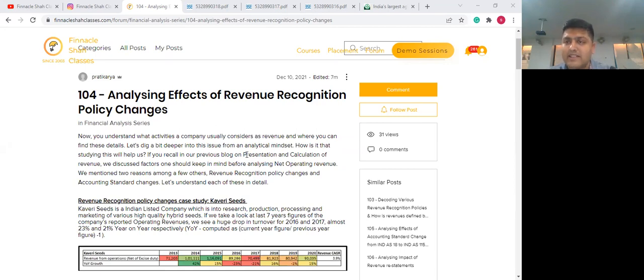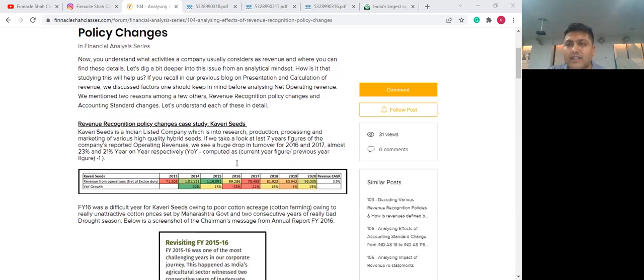To help you understand why this is such an important concept and why it should be looked at, we have taken a case study of Kaveri Seeds. Kaveri Seeds is in the business of selling cotton seeds and a couple of other seeds to farmers. We will look at how the business records its revenue and how it considers revenue to be recorded, how the figures look, and how to connect those figures with the business through this analysis. So let's get started with the analysis.